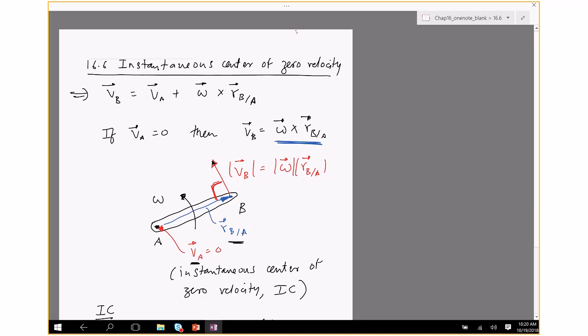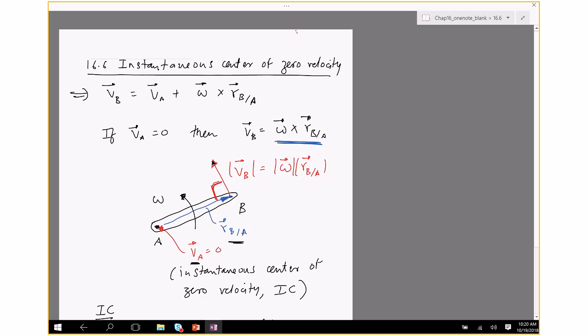Omega is this way, it comes out of the plane of the paper. A to B is this way. So this is my left vector, omega. This is my right vector. And then if I want to do the cross product, I need to do that cross this. So that term gives me the direction of velocity. So always 90 degrees, provided A is at 0 speed. If A is not at 0 speed, then this is not true.